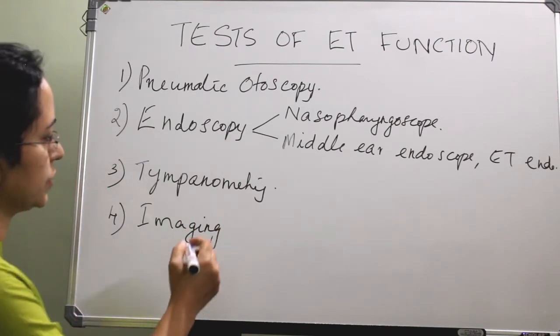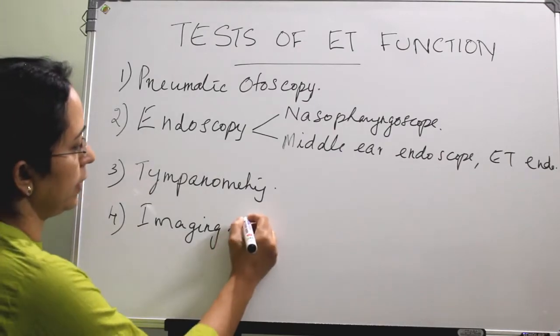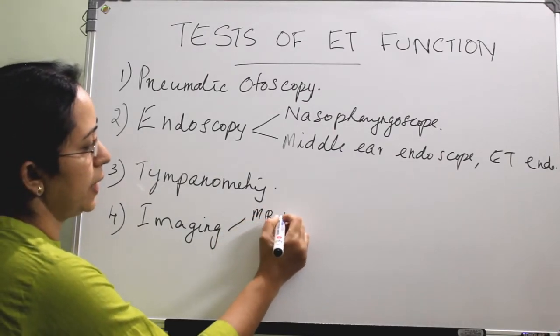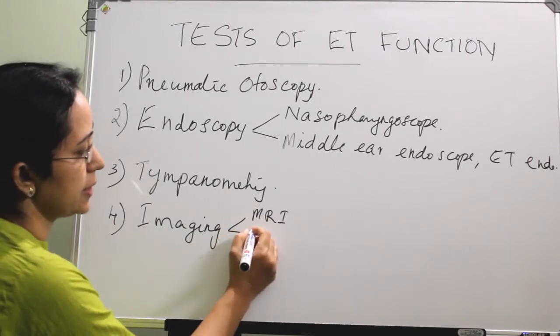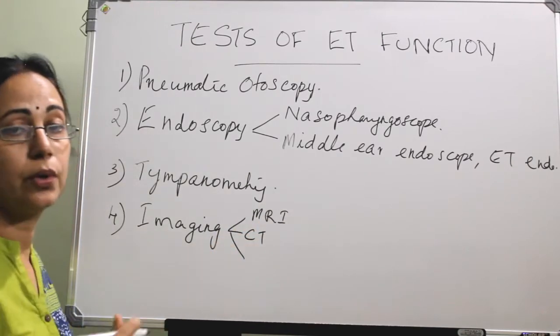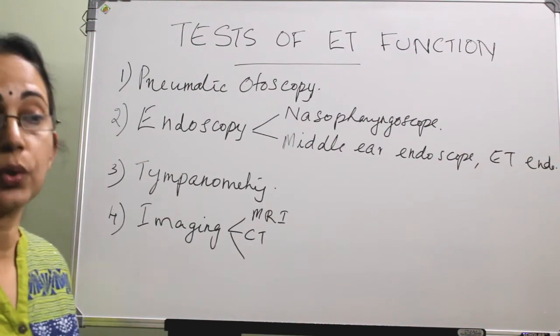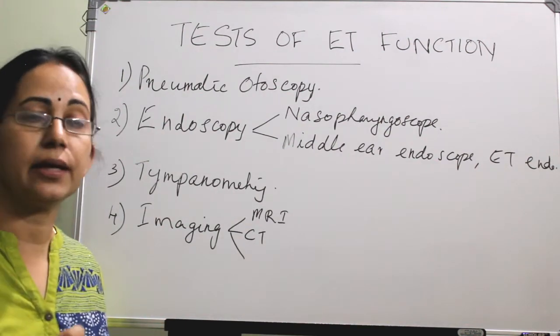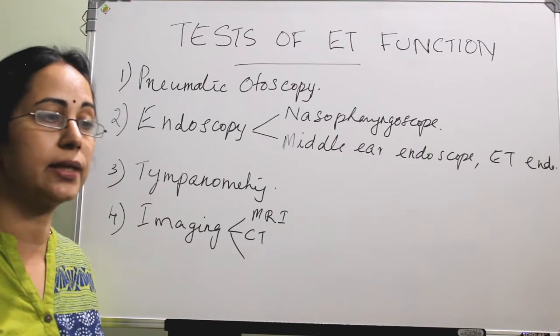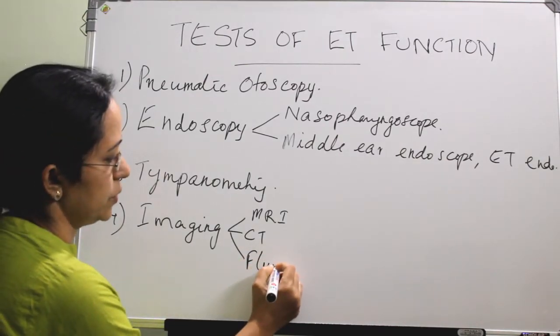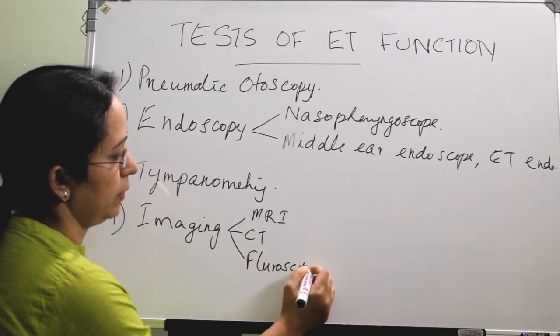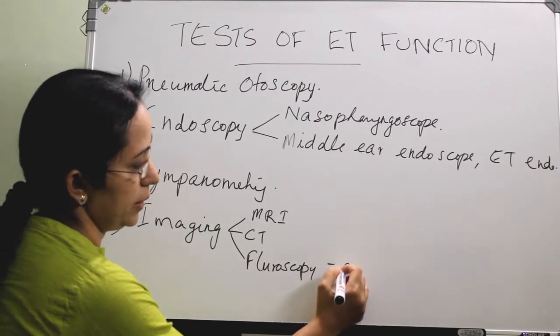What all can you use? MRI can be used. With MRI, you can get the anatomy as well as the physiology of the Eustachian tube. CT scans are also there, and if you use fluoroscopy with contrast, you can get a dynamic assessment of the mucociliary clearance of the Eustachian tube. So, fluoroscopy with contrast enhancement.